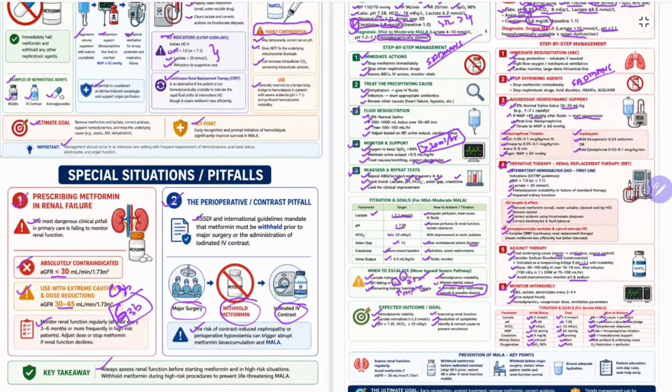The difference between these two is that in mild to moderate MALA we are focusing on the precipitating cause and removing the aggravating factors, whereas in severe MALA, hemodialysis is definitely needed, and we are aggressively correcting the hemodynamic instability.